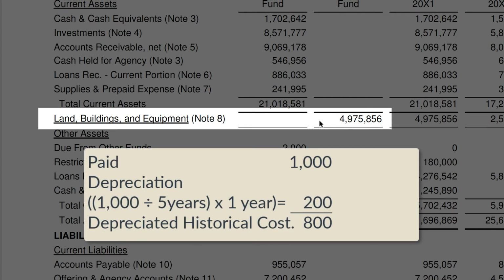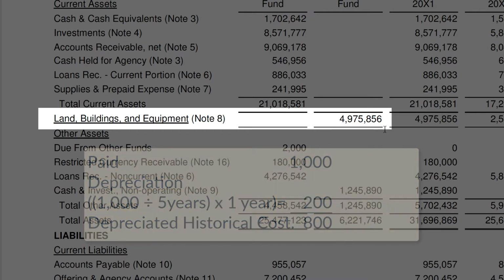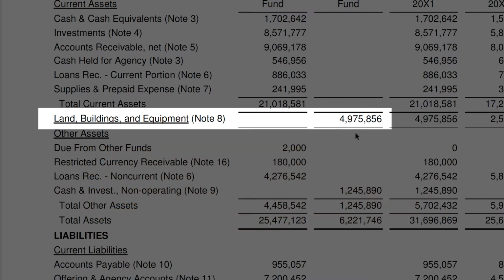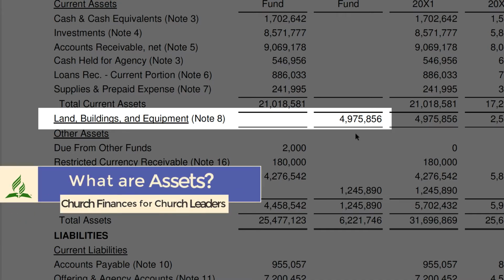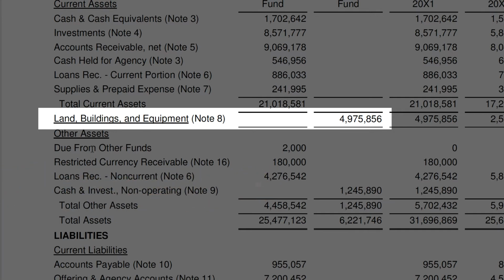The $800 has nothing to do with what it's worth. It could be worth a lot more than that or much less. However, since we're using it in our operations and not really planning on selling it, what it is worth is less important than, say, the cash or the investment account.